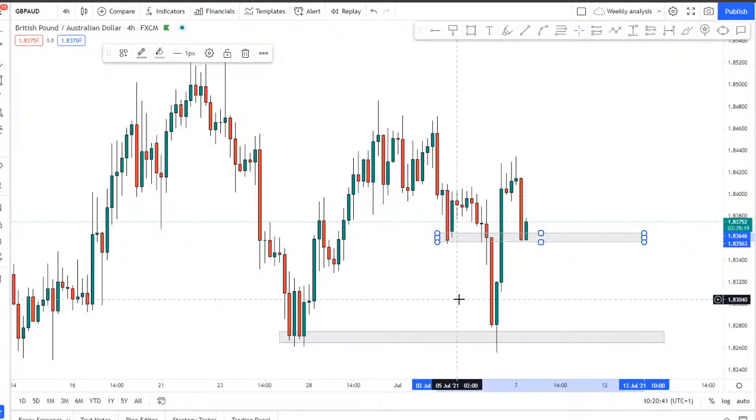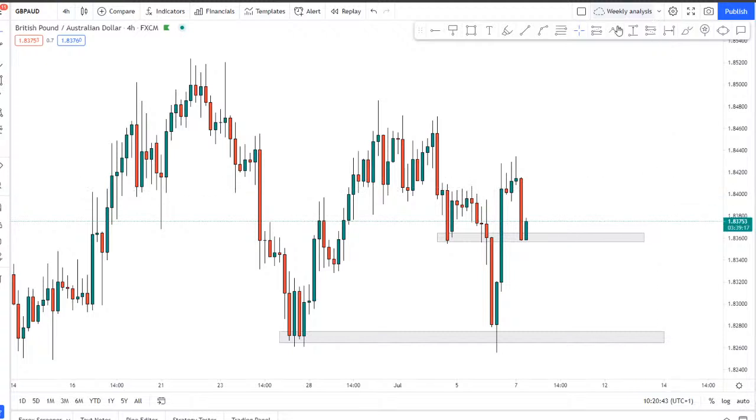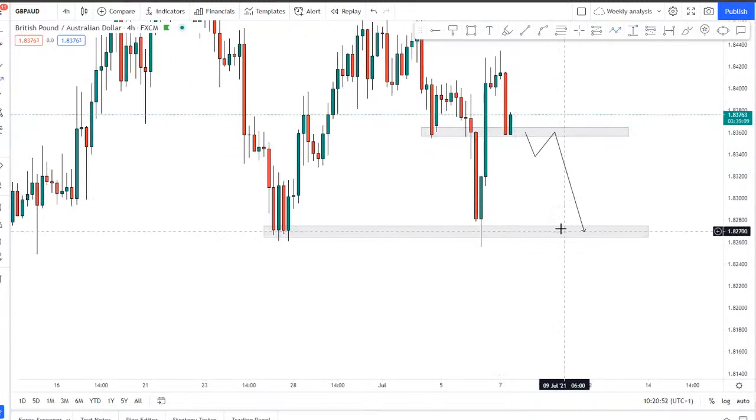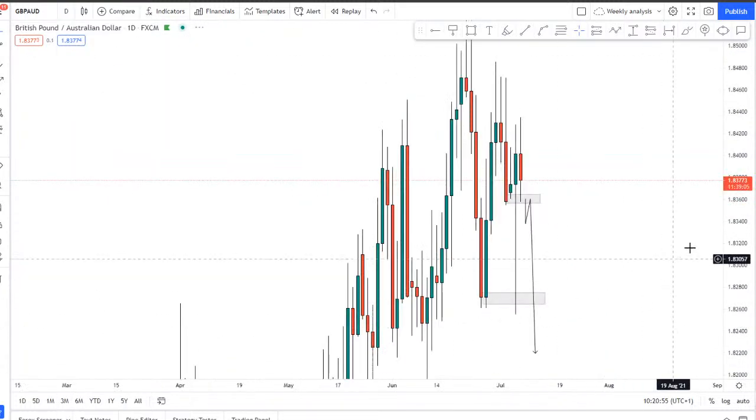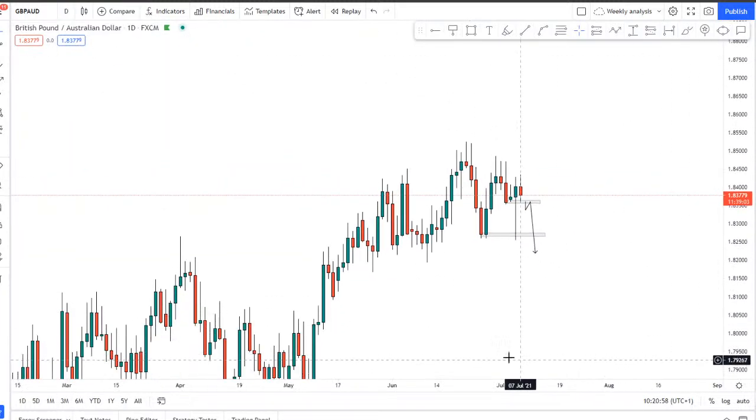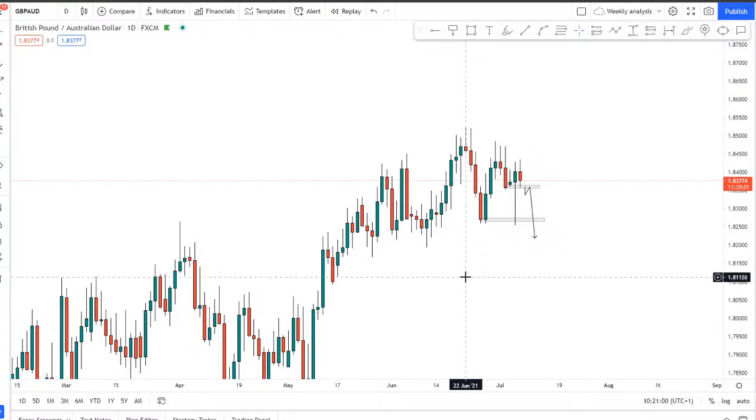If GBPAUD can break through this support, closing down on the 4H, then I do see this gap here getting filled. This gap here getting filled back down to that support, and maybe even further. Because again, GBPAUD and GBPNZD do tend to move in the same direction. So if GBPNZD is going to fall, there's a good chance GBPAUD is going to fall as well.